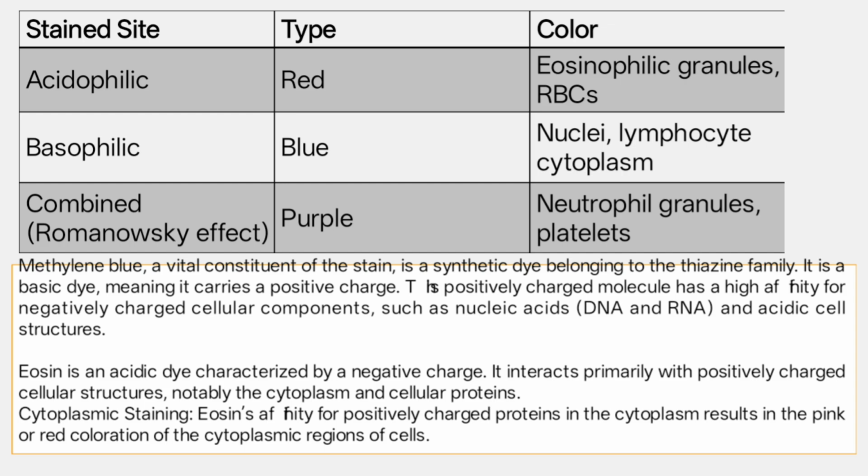It is characterized by negative charge. So obviously it interacts primarily with the positive charge in the cellular part. What are those? The cytoplasm and cellular proteins. Now the cytoplasm has the affinity for the eosin. So these structures are known as the acidophilic structures. They will stain the cytoplasm of the RBCs and also the eosinophilic granules. Now the cytoplasmic staining, eosin's affinity for the positively charged proteins in the cytoplasm results in pink or red coloration of the cytoplasmic regions of the cell.